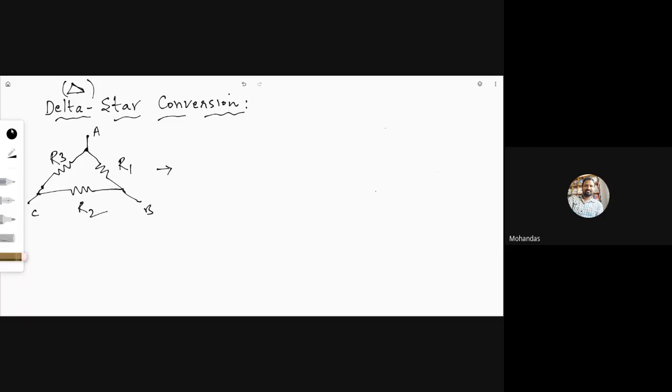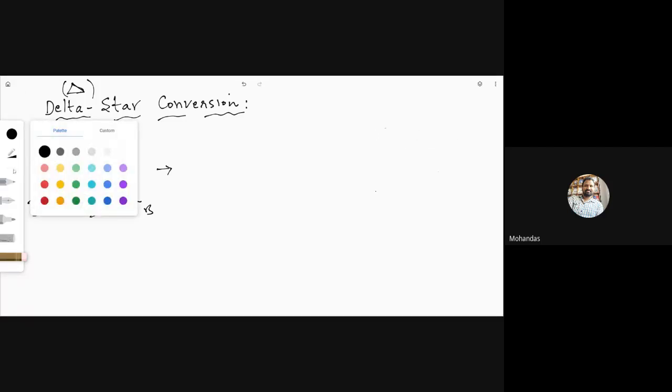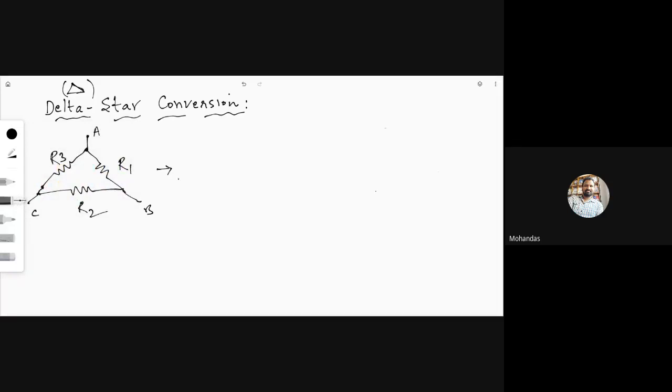Now see here, A, B and C here, and these unknown values are RA, RB and RC. So when the circuit is complex, and the resistors are neither connected in series nor in parallel, then we can consider those resistors to be in delta fashion or star.